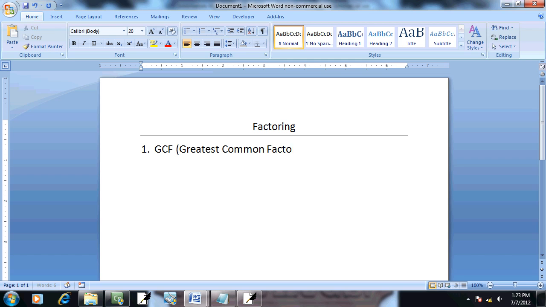Now you always try to do this method. Doesn't mean it always works, but you try to do it. The next one is grouping, and this is when you have 4 or more terms. Third one is PSD, and this is when it's of the form x squared plus bx plus c.